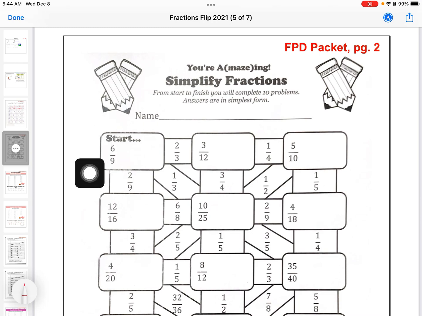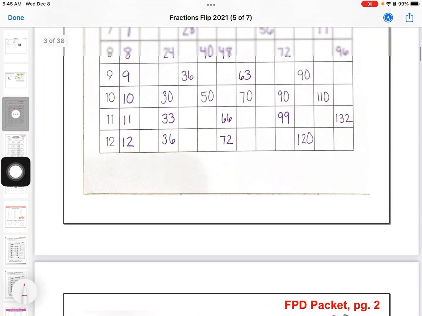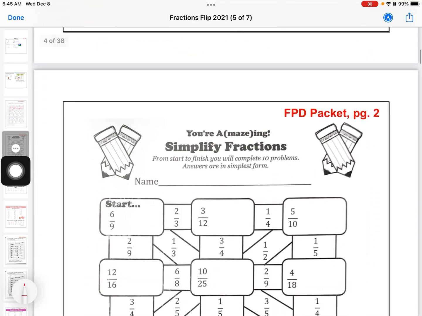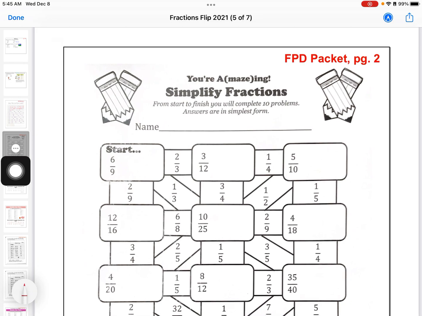So when I look at 6 and 9, I know from my multiplication chart up here that they are both multiples of 3. 6 and 9, 3 goes into both of them. So I'm going to take 6 and 9 and I'm going to divide them both by 3. If I divide the top by 3, I get 2, and the bottom by 3, I get 3, so 2/3. So 6/9 simplifies down to 2/3.